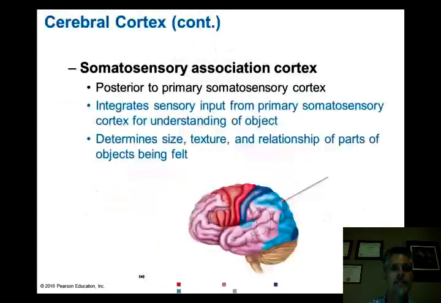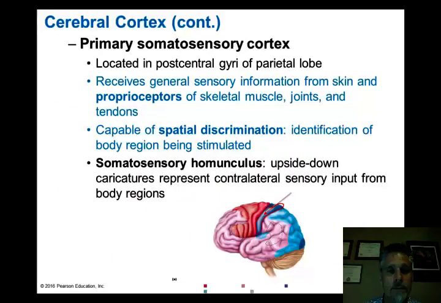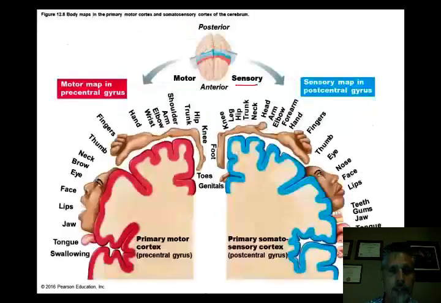In any case, we started out with, like we saw here, the primary somatosensory cortex, right? Right in here. Ooh, that's a good coloring job. But it's right posterior to that central sulcus.